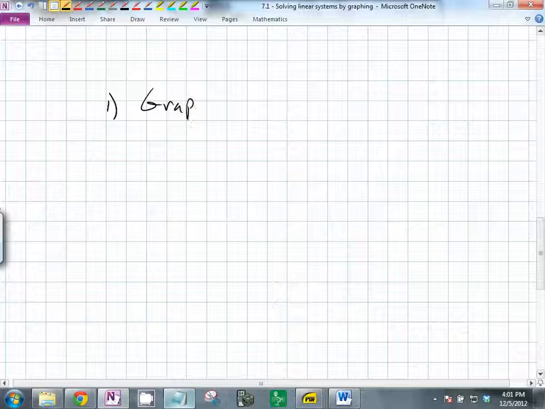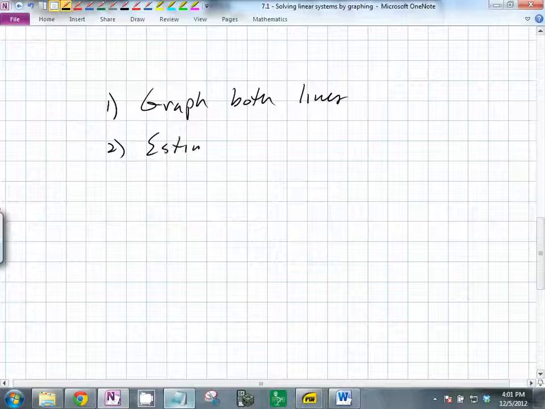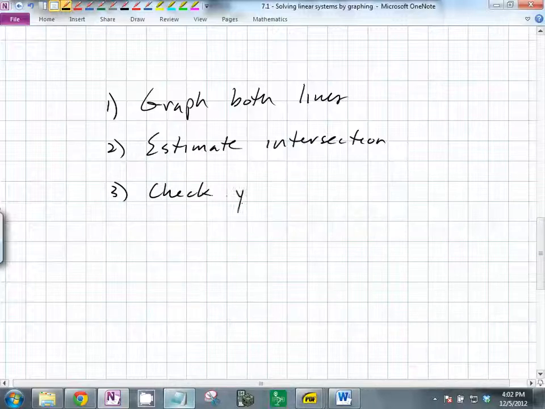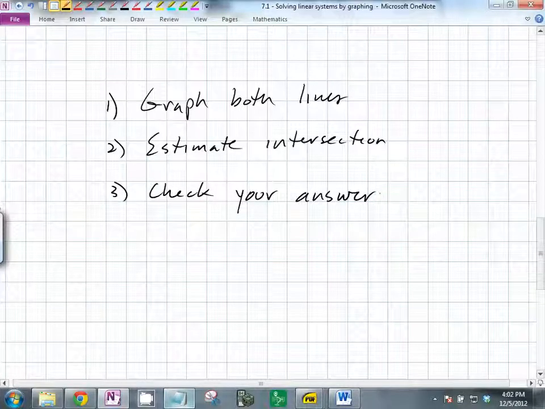So just to review, your first step in finding the solutions using graphing to a linear system is going to be to graph both lines, and then find the intersection. In this case, you're going to estimate the intersection. And then the last thing is going to be to check your answer by verifying that your point works in both equations. So let's do another one.